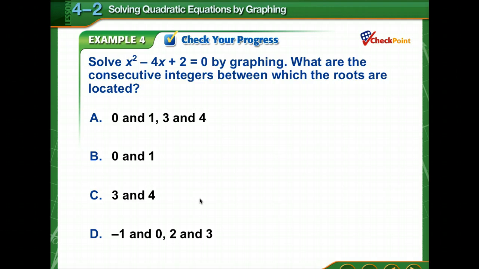Okay, time for you to check your progress. Pause the video for a moment, then come back and check your answer. Okay, the consecutive integers between which the roots are located fall between 0 and 1 and between 3 and 4.